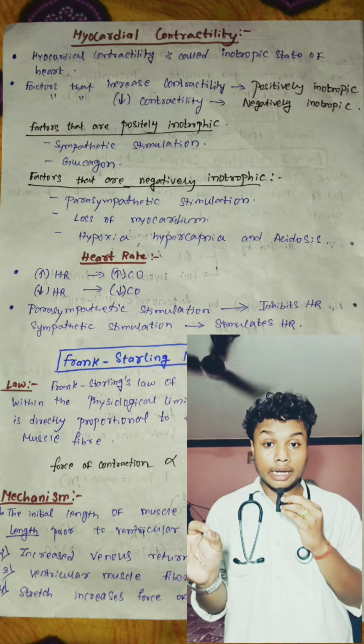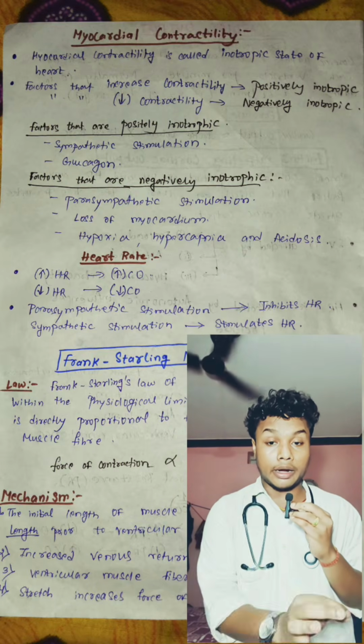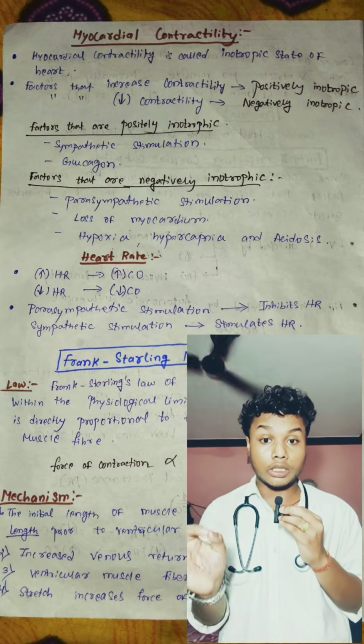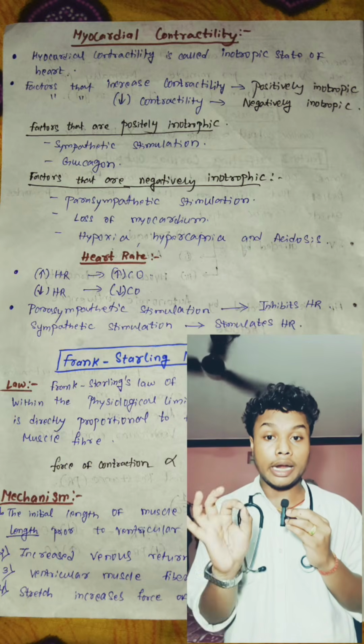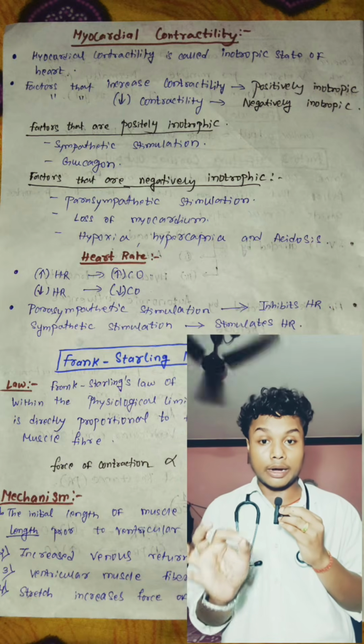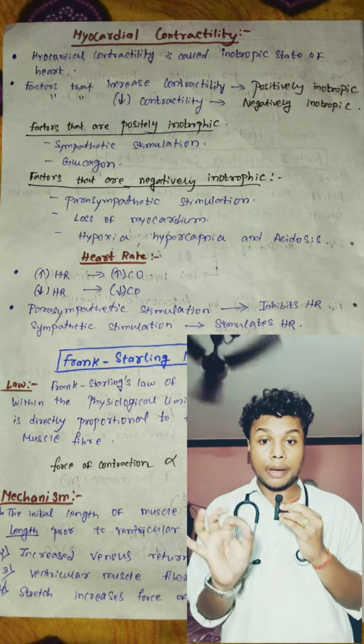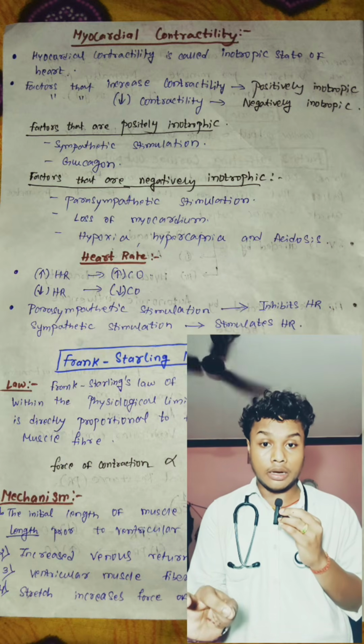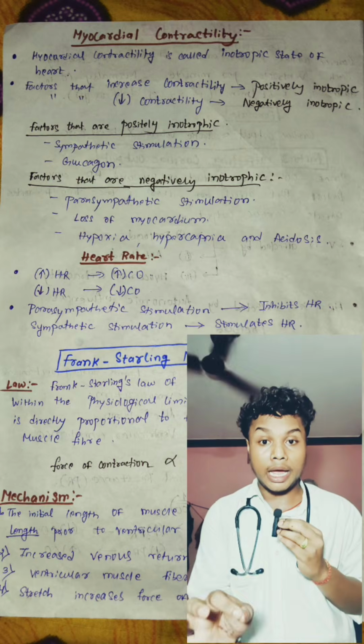Myocardial contractility. Myocardial contractility is also called the inotropic state of heart. Factors that increase contractility are called positively inotropic. Factors that decrease contractility are called negatively inotropic. Now, the factors that are positively inotropic are sympathetic stimulation and glucagon. Factors that are negatively inotropic: parasympathetic stimulation, loss of myocardium, hypoxia, hypercapnia, and acidosis.